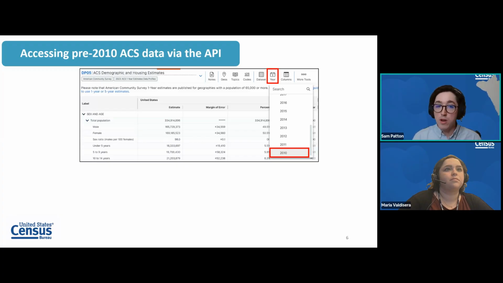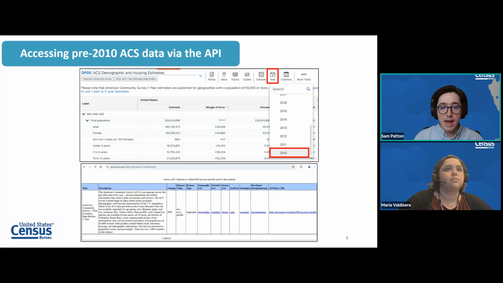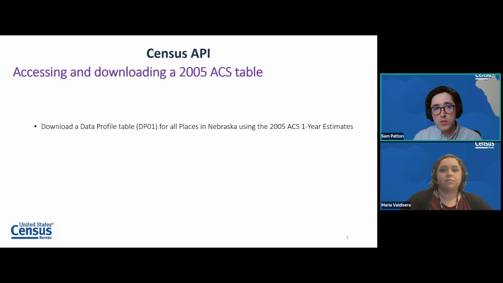However, many of you probably know that ACS was fully implemented back in the year 2005. So if you go on the API, you can actually access similar data back to the year 2005 that you couldn't get on data.census.gov. So that's what I wanted to do today. I'm just going to have one example for you all for accessing data via the API. I'm going to access one of our old data profiles from 2005, table DP01, for all places in Nebraska from the 2005 ACS one-year estimates.